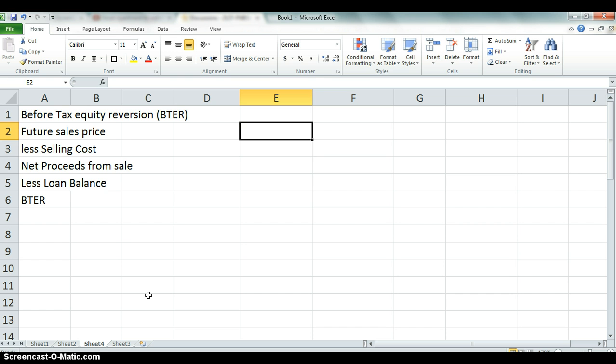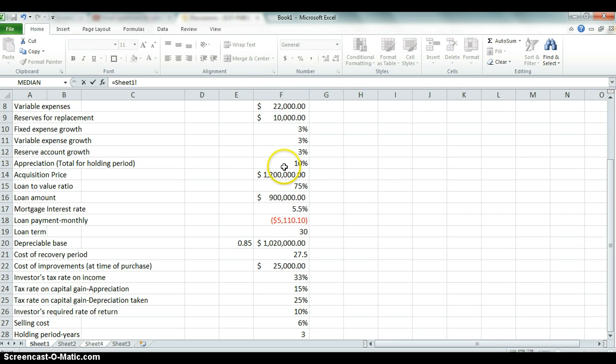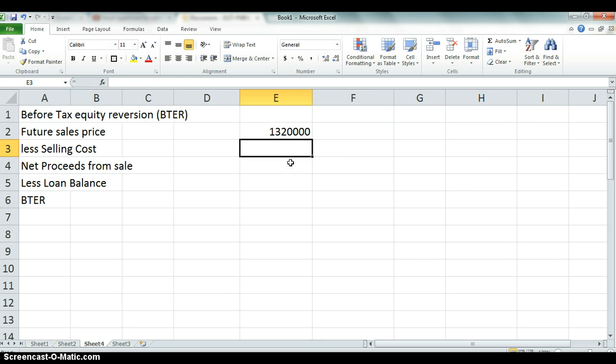So our future sales price equals our acquisition price from page 1, acquisition price times 1 plus our appreciation. Now for selling cost, we have assumed 6%. So we will equal future sales price times 6%, and for our net proceeds from sale, we will do future sales price minus selling cost.